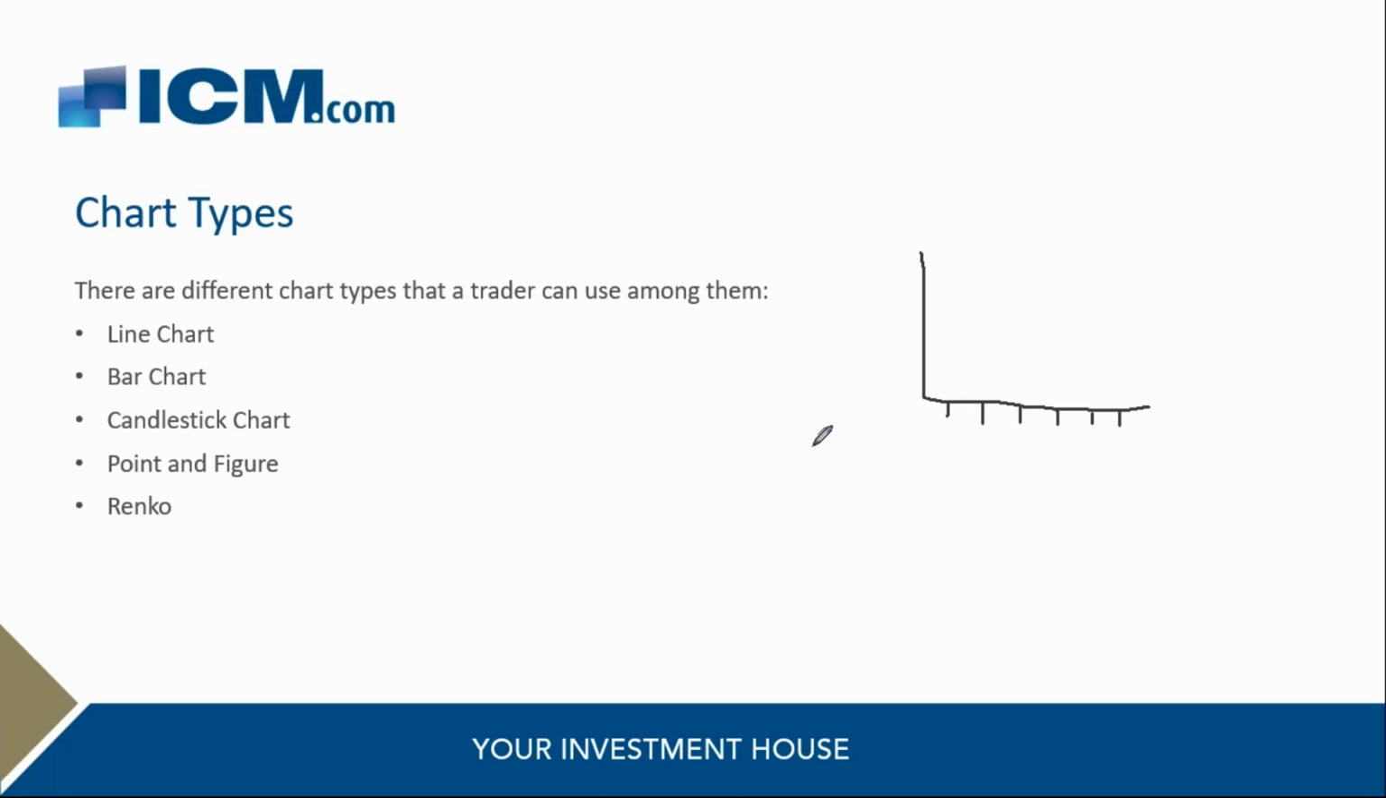The chart will show us the price performance, or the movement of the price, within a certain time frame. But the data that we will get depends on the type of the chart, whether it is a line chart, bar chart, or candlestick. So I'm going to start with the simplest, the line chart.